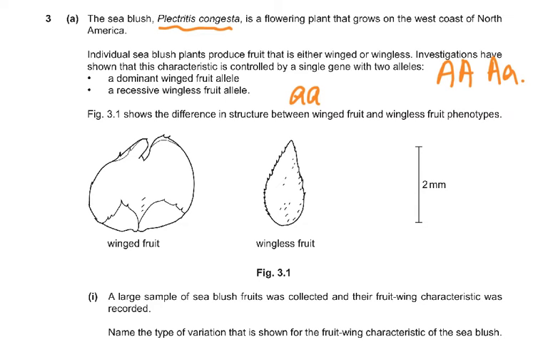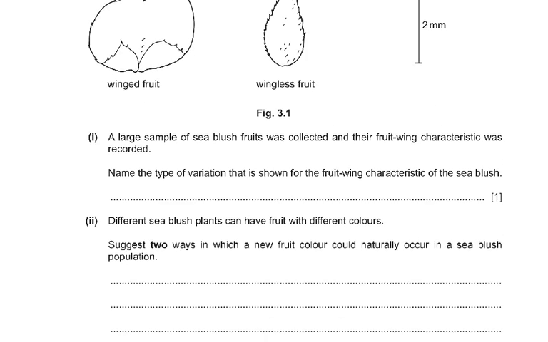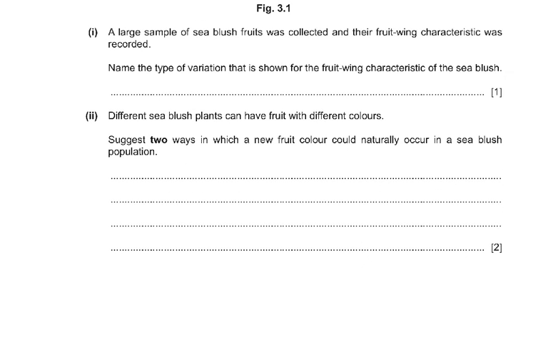Figure 3.1 shows a difference in structure between winged fruit and wingless fruit. So this is a winged fruit and that's a wingless fruit. And they've also given you a scale, and they both are nearly the same size. Wingless fruit 2 millimeter. A large sample of sea blush fruits was collected and their fruit wing characteristic was recorded.